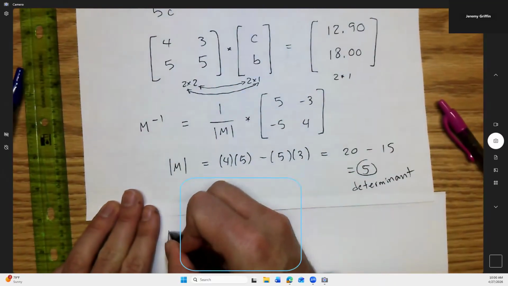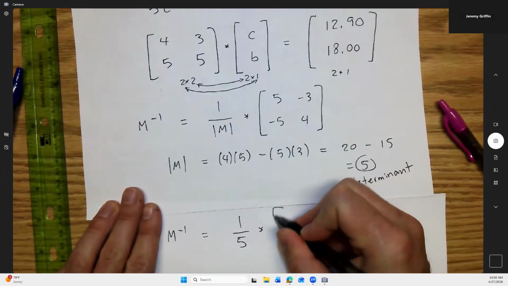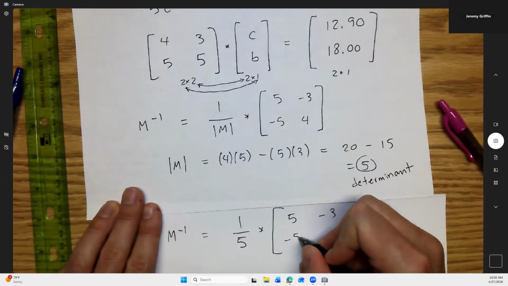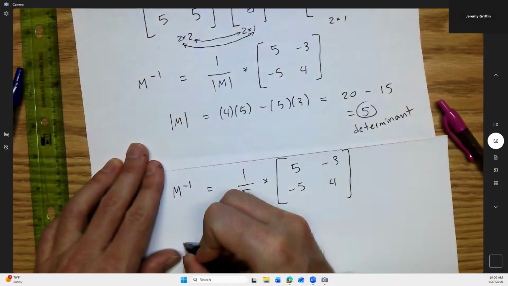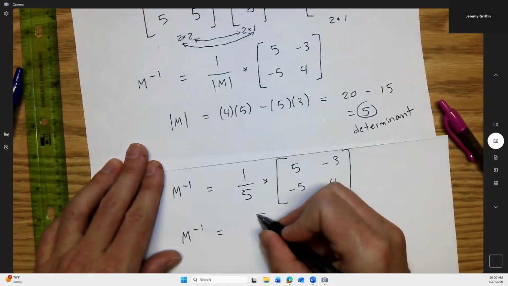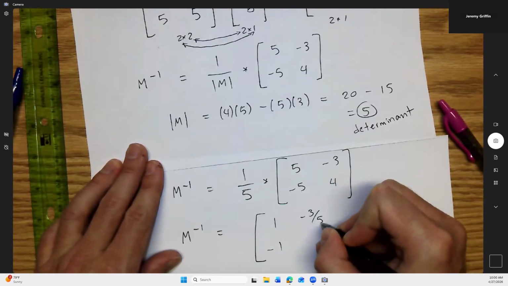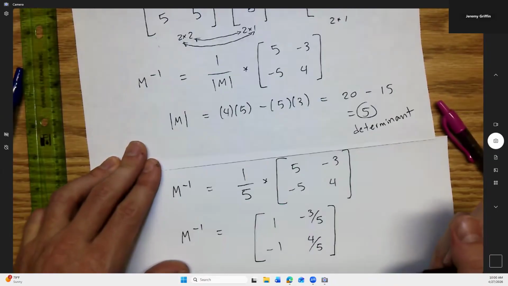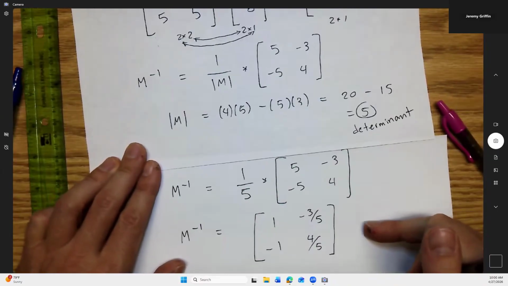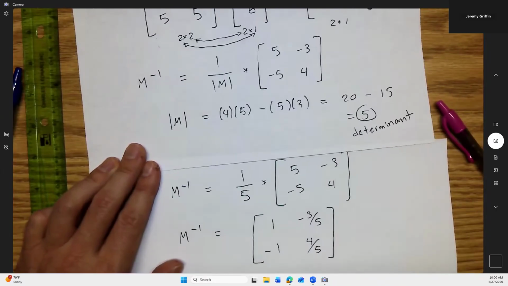So now I can say the inverse matrix is 1 over 5 times the matrix 5, -3, -5, 4. Let's clean that up. So that's 1, and that's -1. And then over here, I got -3 and 4. Okay, so that's the inverse.